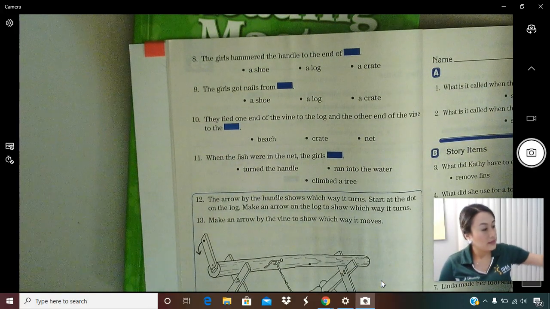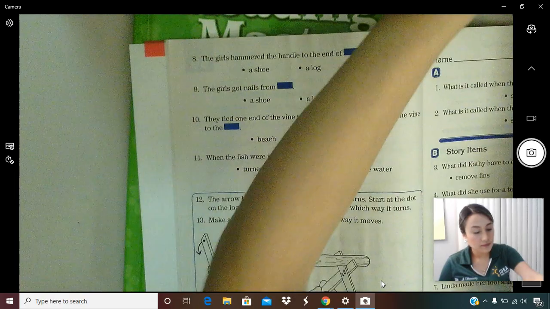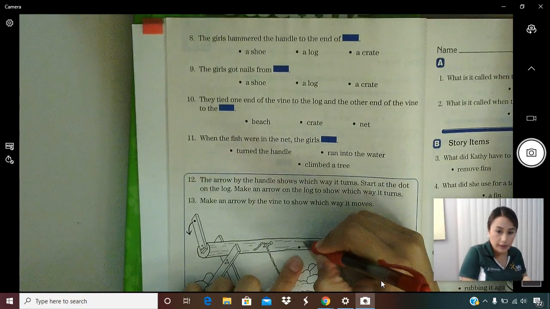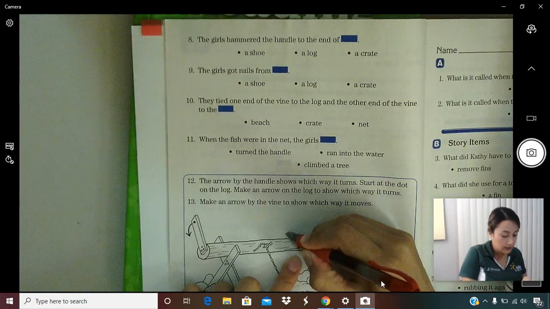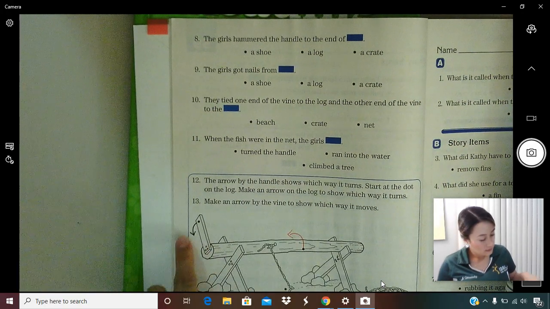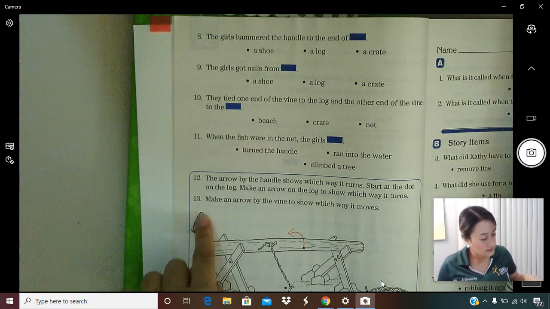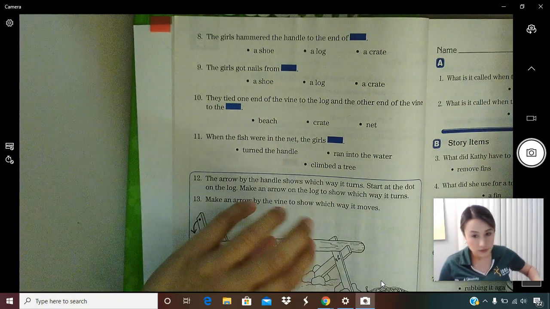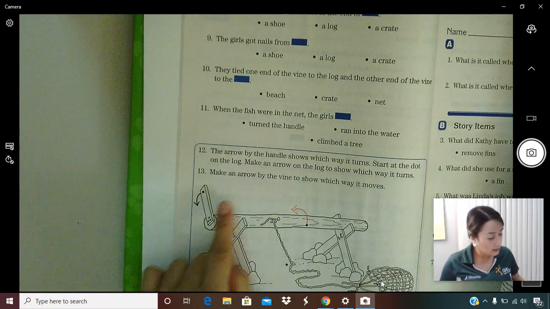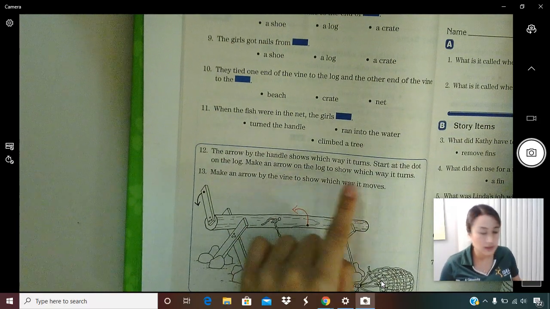So I'm going to get my red pen so you can see. For number 12, you should have done this. From this dot right here, your arrow is turning. Your arrow should look like this because when they move this handle this way, the log is going to move that way. Okay? Number 13, make an arrow by the vine to show which way it moves.